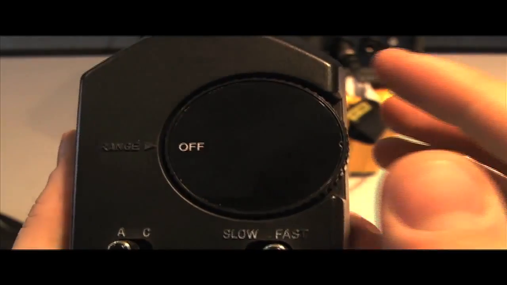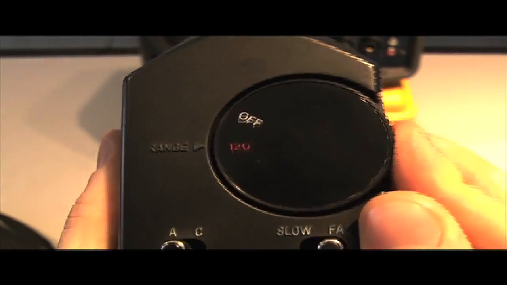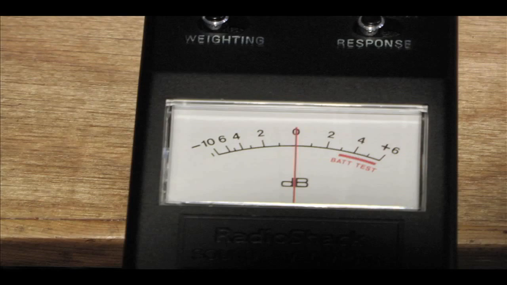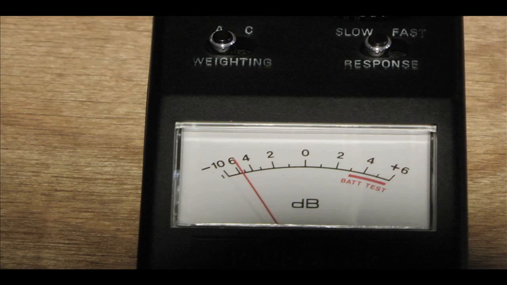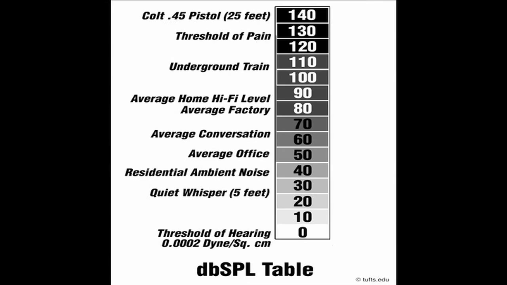The range setting determines the meter's decibel range. For example, if the dial is on 70, then a reading of 0 on the meter would be exactly 70 decibels. A reading of 5 would be 75 decibels, and a reading of negative 5 would be 65 decibels. Keeping track of 100 plus values on the meter display would be way too confusing, so this dial lets you narrow down the decibel range before determining a more specific value.